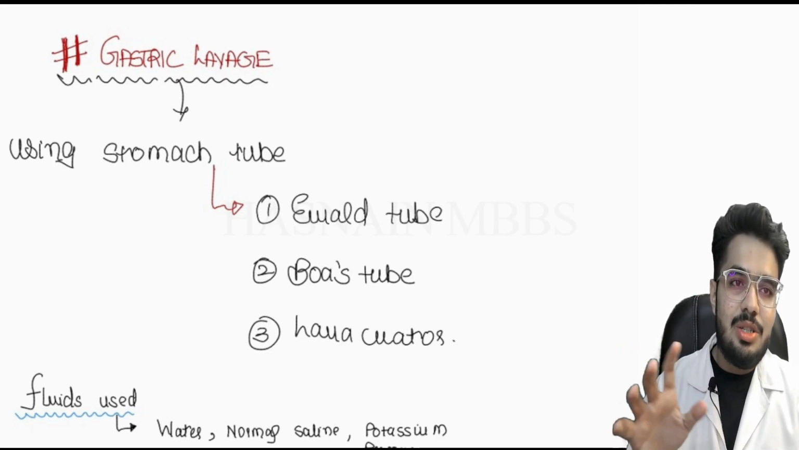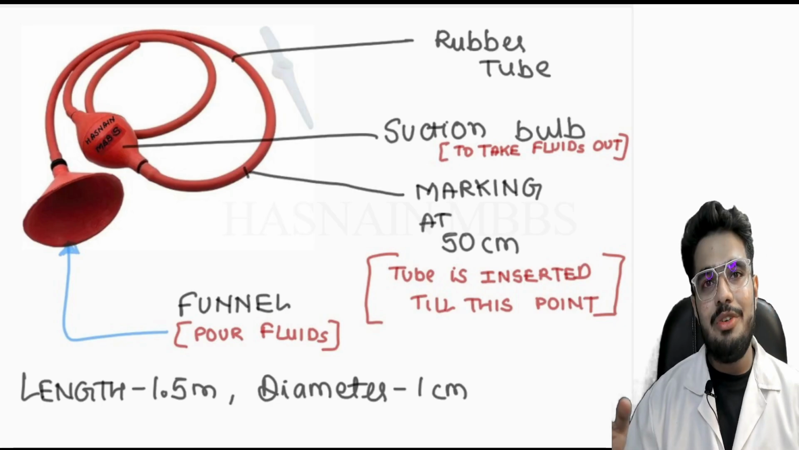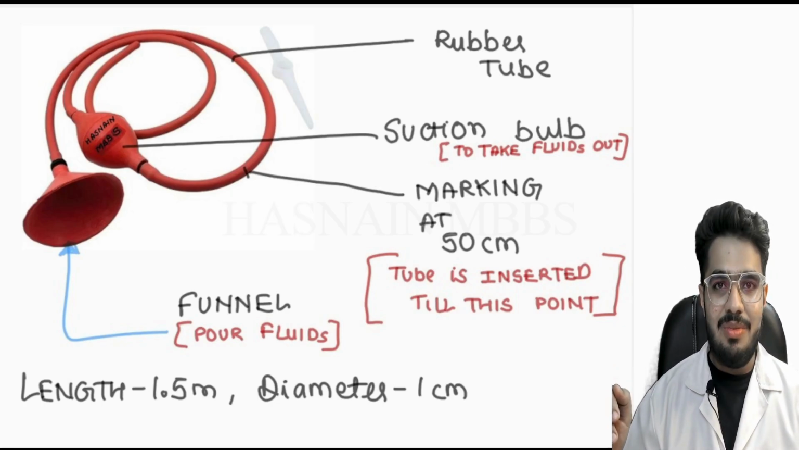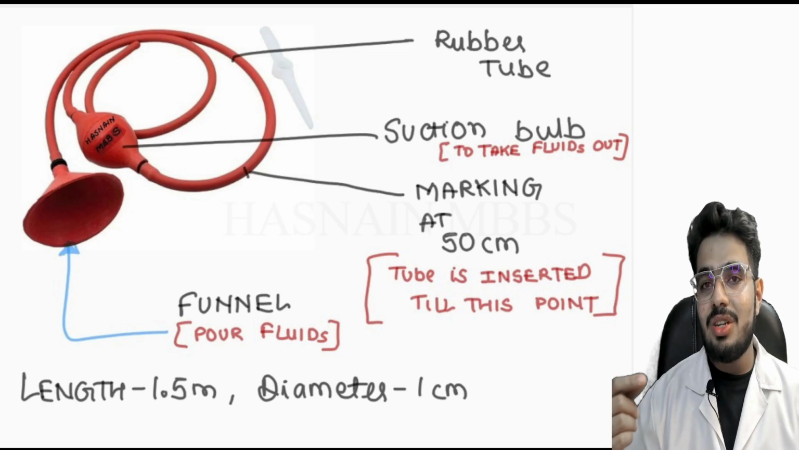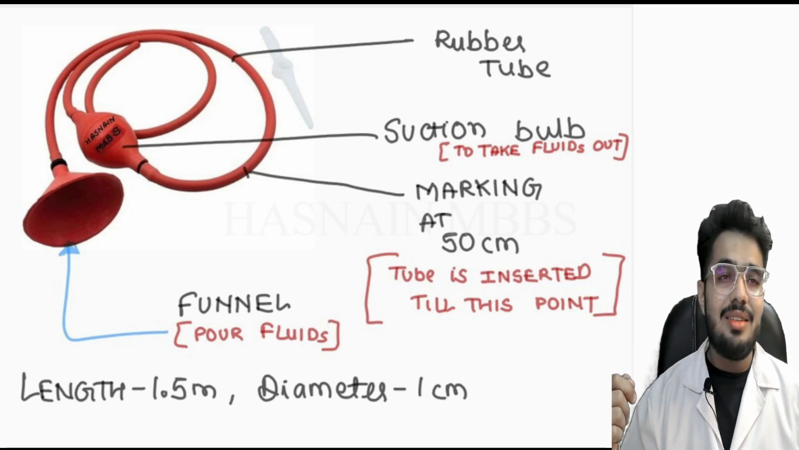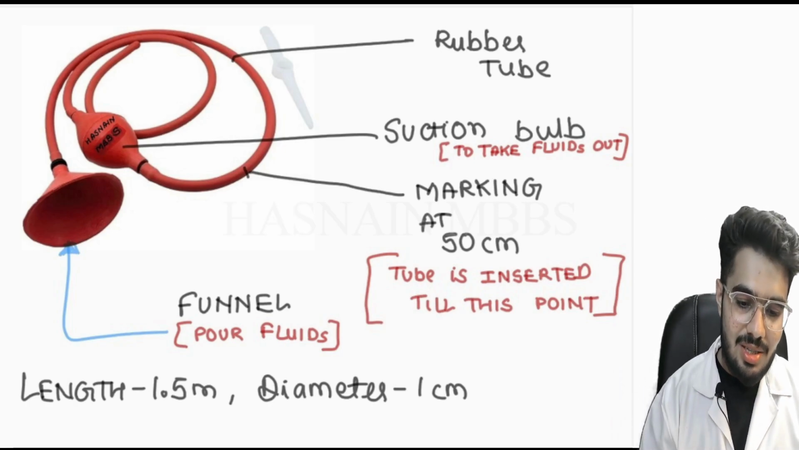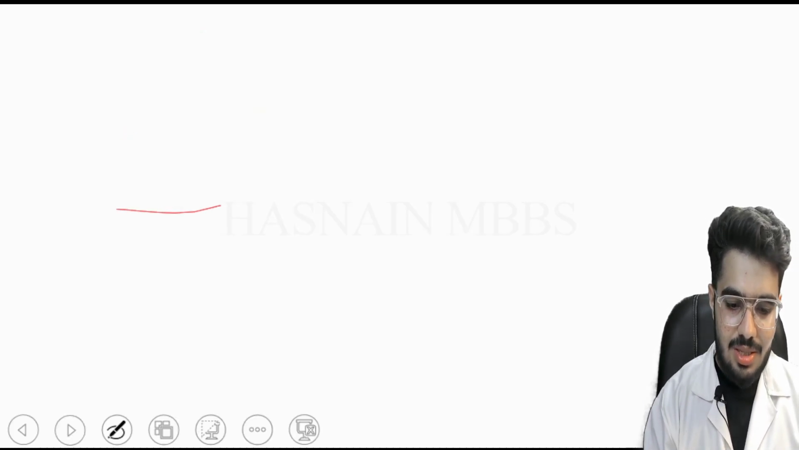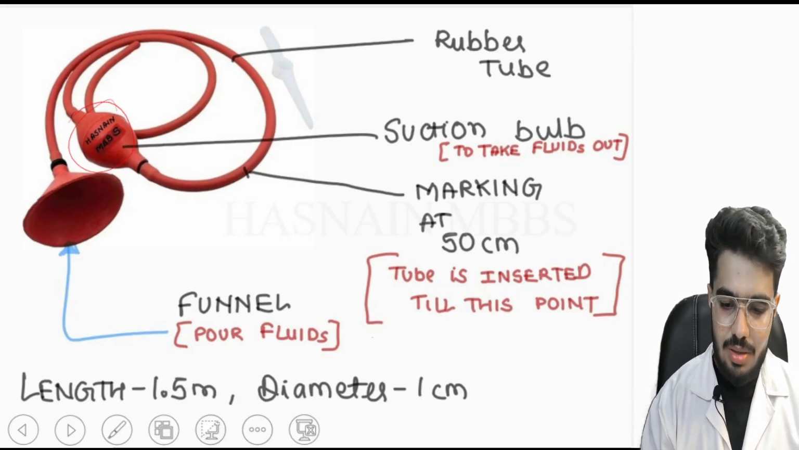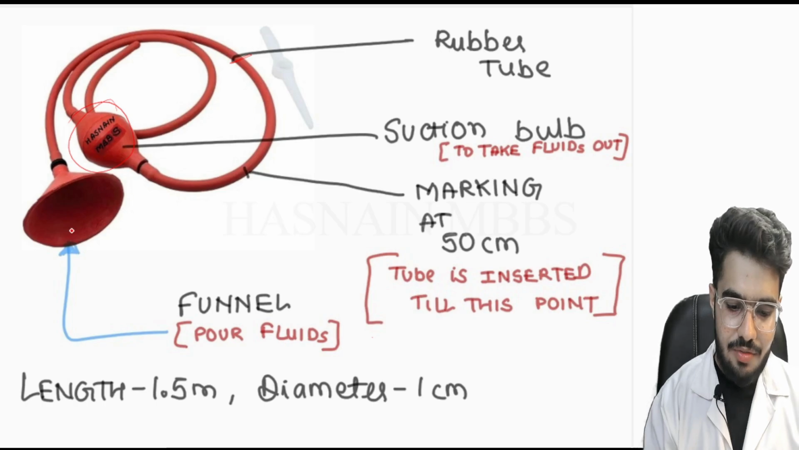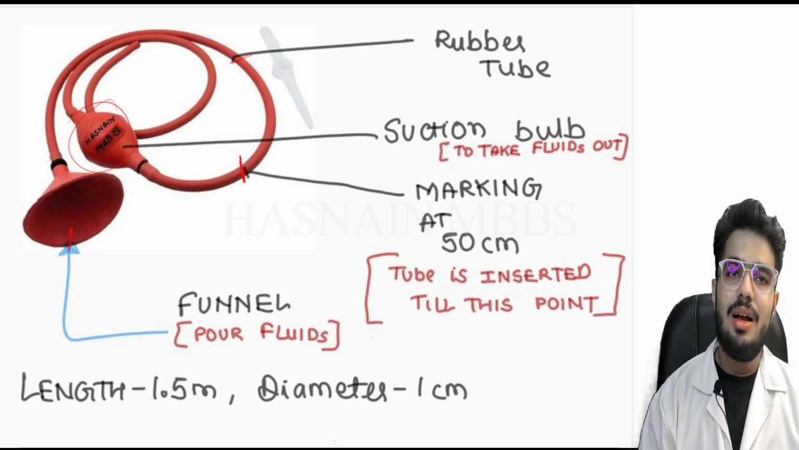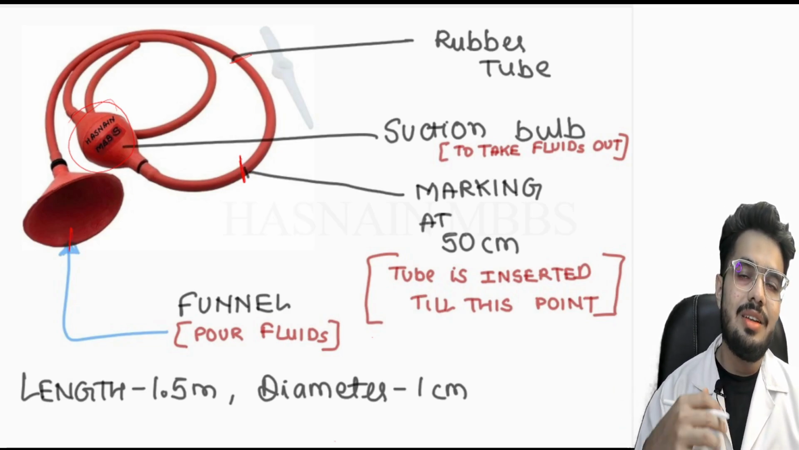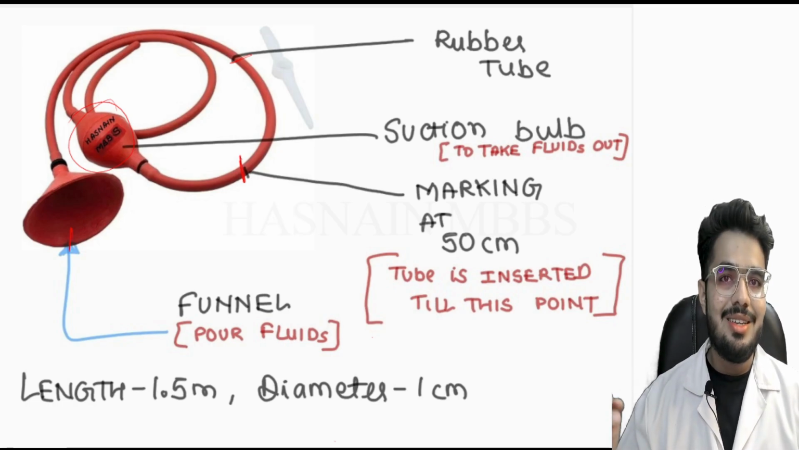So let us learn about this tube which is used in gastric lavage. It is called Ewald's tube. It is made of rubber. There is a marking at 50 centimeter. Up to the 15 centimeter point, it has to be inserted inside. This portion is called the suction bulb. This is rubber tubing. This is a funnel over here. So till this point, it has to be inserted inside, and fluids are put in through the funnel, and then aspirated and evacuated. So the unabsorbed poison does not get absorbed in the circulation.